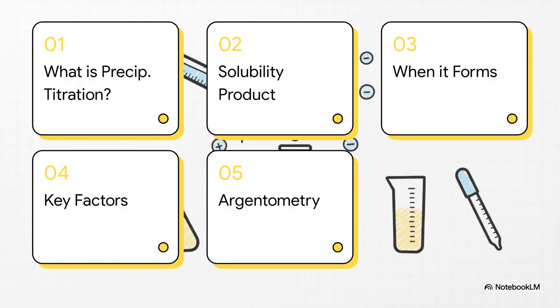All right, let's get into it. Here's what we've got on tap. We're going to start with the basics. What is this thing? Then we'll get into the key rule that makes it all work, the solubility product. We'll figure out exactly when a precipitate forms, what can mess with the results, and finally, we'll see it in action with a classic method called argentometry.